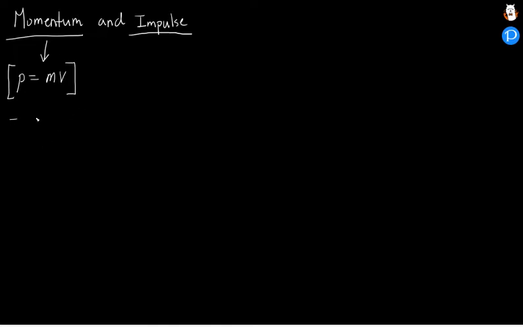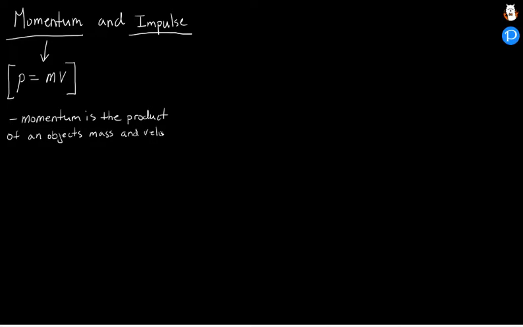So let's write down a few things about this. Momentum is the product of an object's mass and velocity.